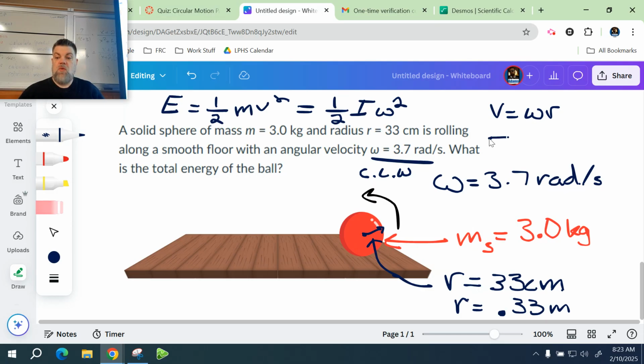So there's two ways to do this problem. If I want to get the moment of inertia, which we briefly talked about so long ago that you probably don't remember writing that down, it's 2/5 times the mass times the radius squared. And that derivation is kind of difficult.